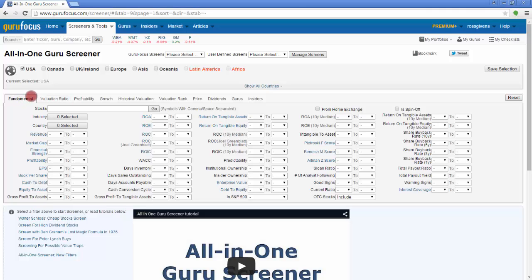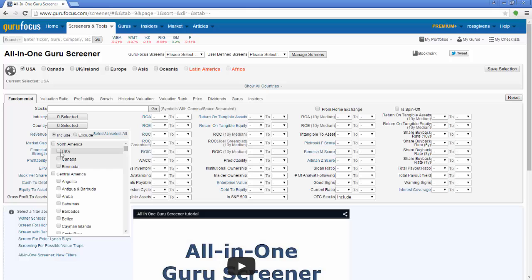This is the fundamental tab. It's going to search through fundamental data. There's valuation ratios, profitability, growth, depending on how you want to filter your stock down, what type of criteria you want to use. Well, third from the right, you notice that little tab is dividends, and that's going to allow us to search through stocks meeting our specified dividend criteria.